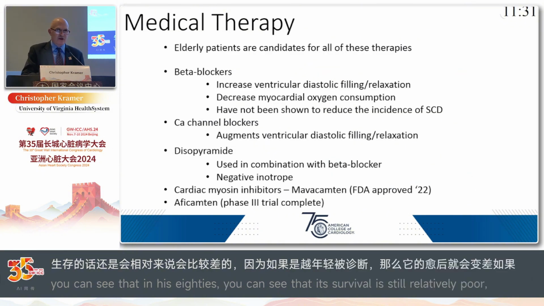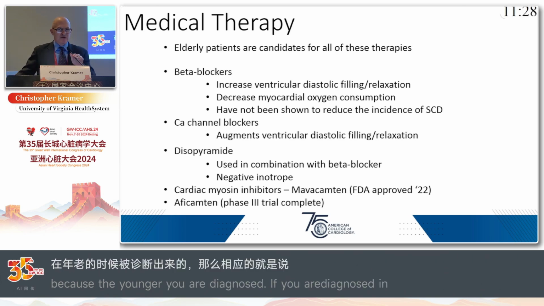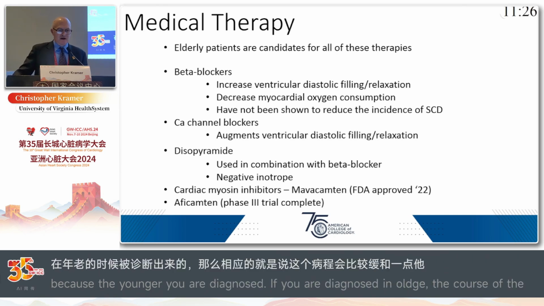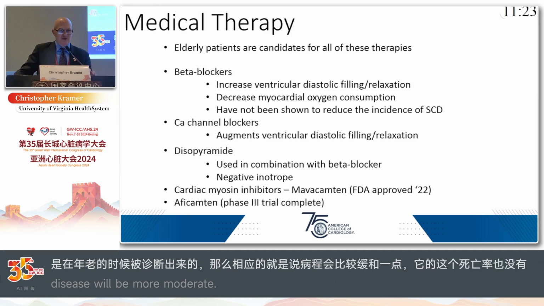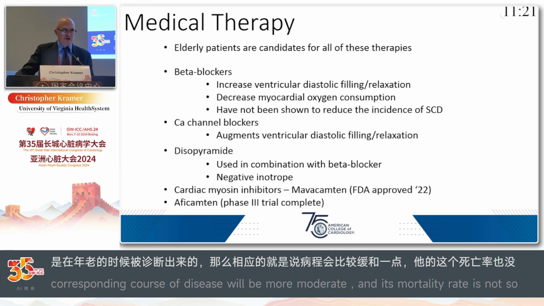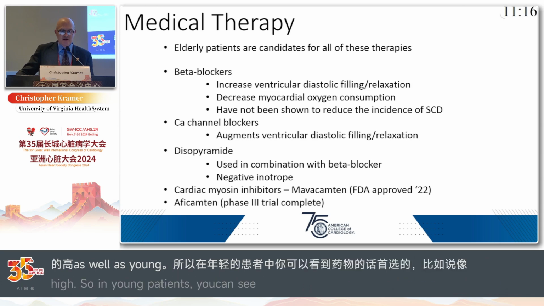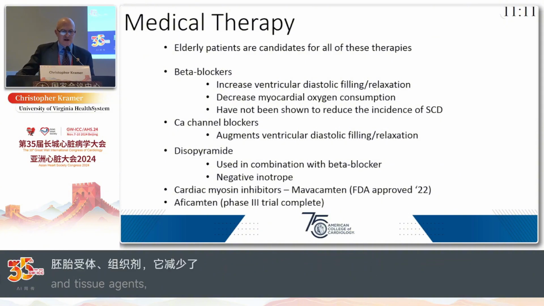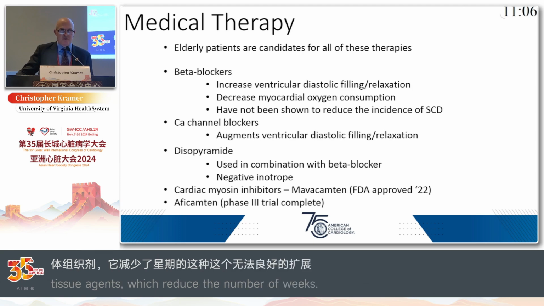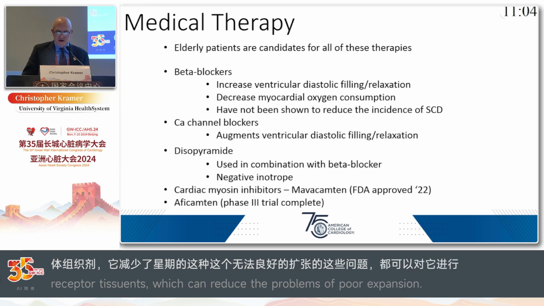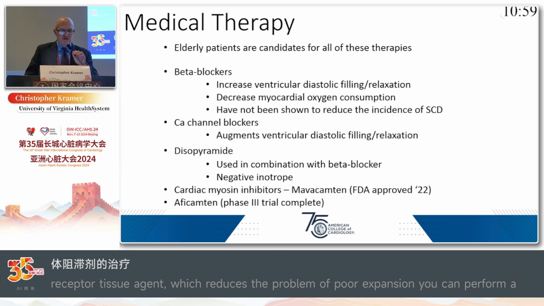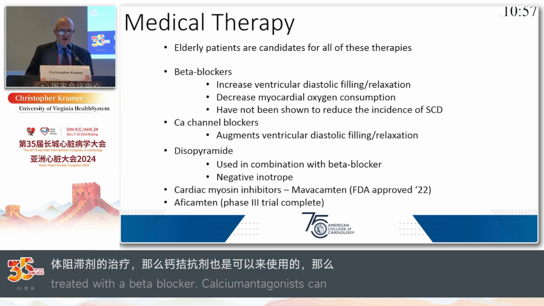So in terms of medical therapies, elderly patients are candidates for all of them as well as younger patients. Generally the drugs of first choice are beta blockers because they increase ventricular diastolic filling and relaxation, decrease oxygen consumption, but don't change the incidence of sudden cardiac death. Calcium channel blockers are an alternative for those who don't tolerate beta blockers. Sometimes they can be used together, but generally not in the elderly because of issues with reducing the sinus rate.